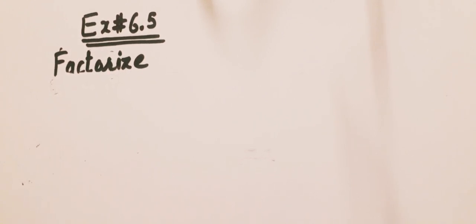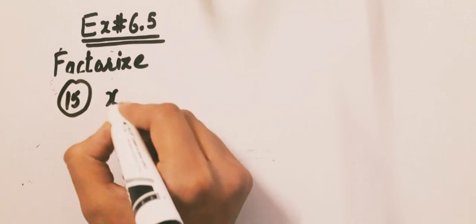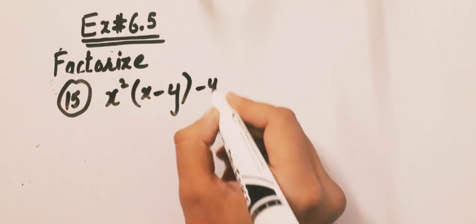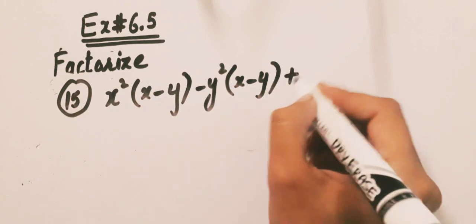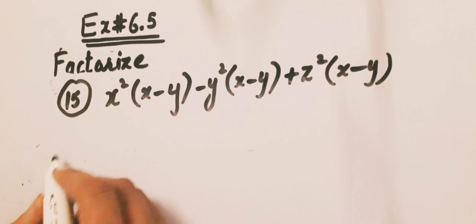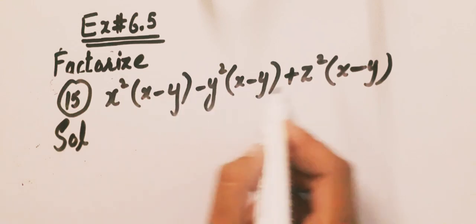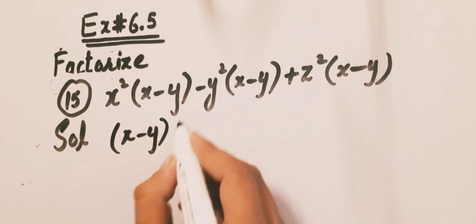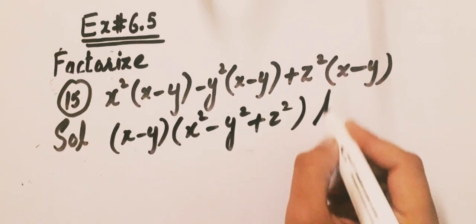Now we will solve part 15, that is x square into x minus y minus y square into x minus y plus z square into x minus y. So you will just take x minus y common from these three terms. So x minus y, remaining is x square minus y square plus z square. This is the answer.